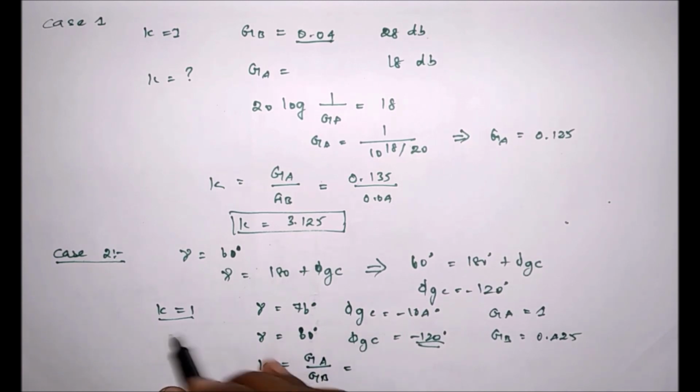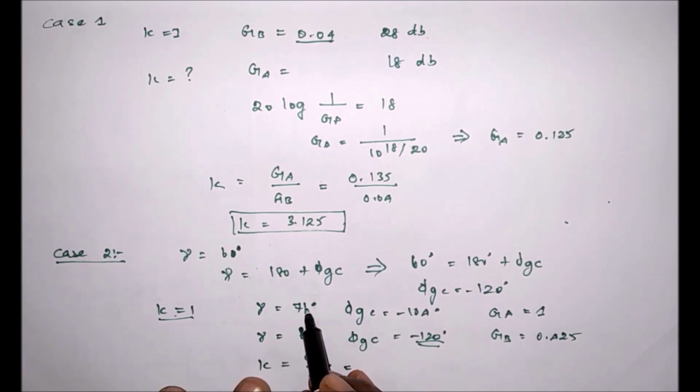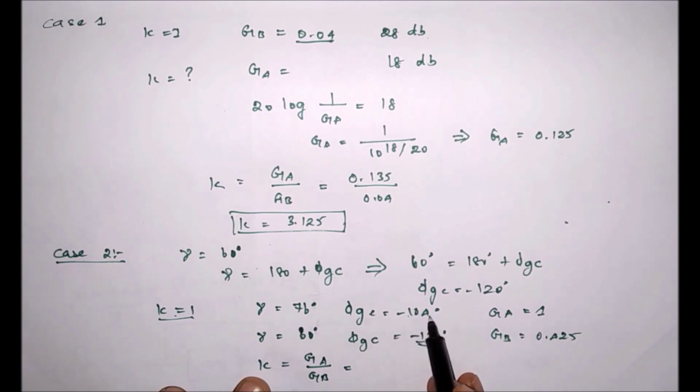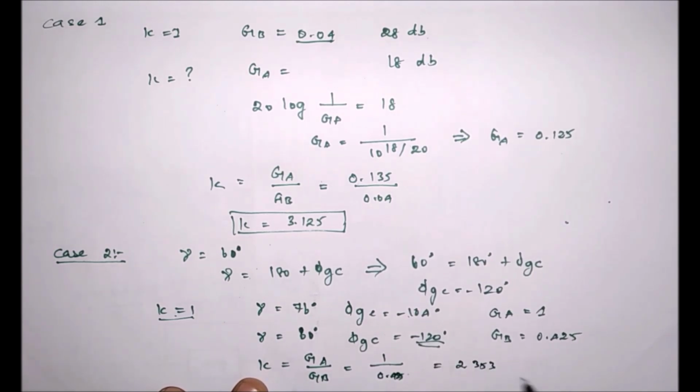So GA is, when K equal to 1, actual phase margin is 76 degree. The angle at gain crossover frequency is minus 104 degree. The corresponding gain value equal to 1. So when phase margin is 60 degree, from this formula phi GC equal to minus 120 degree, the corresponding magnitude from the polar plot is 0.425. Therefore, 1 divided by 0.425 equal to 2.353.